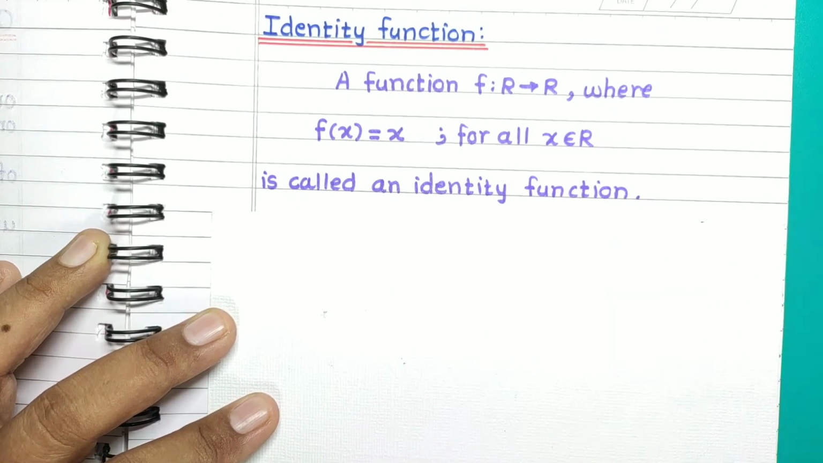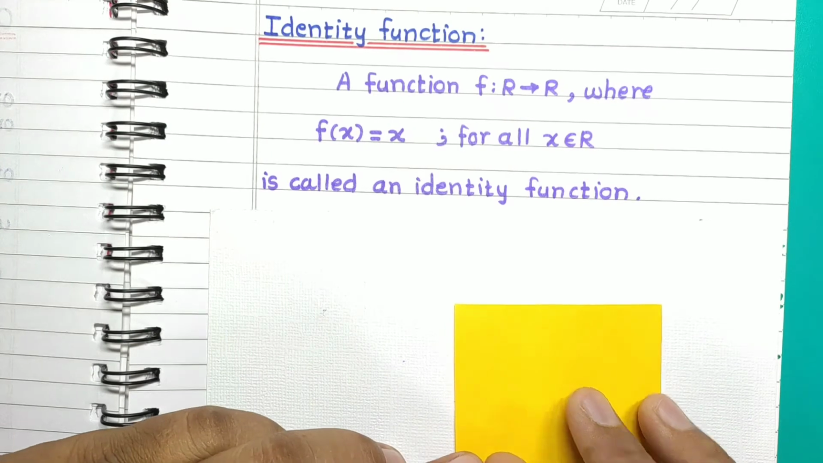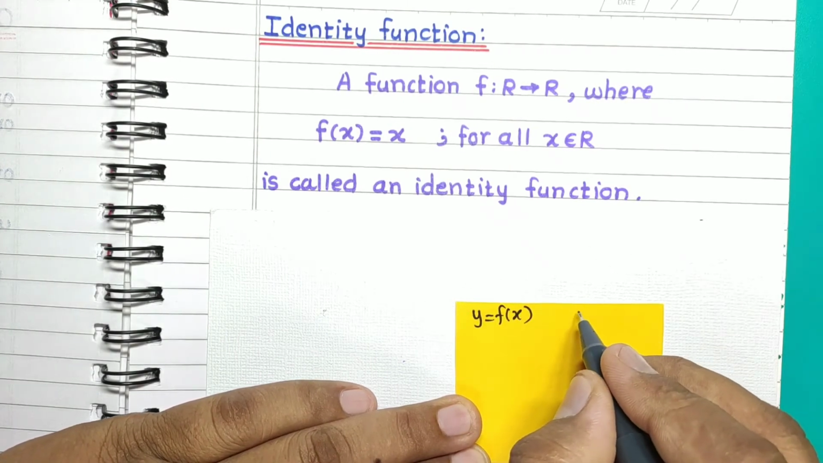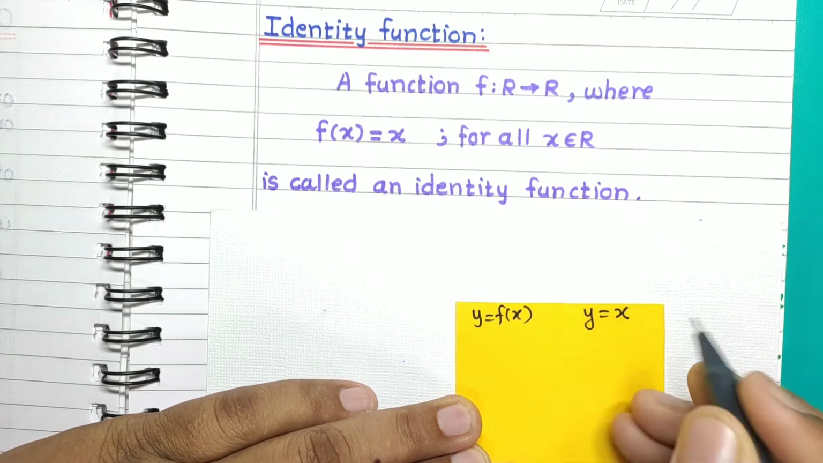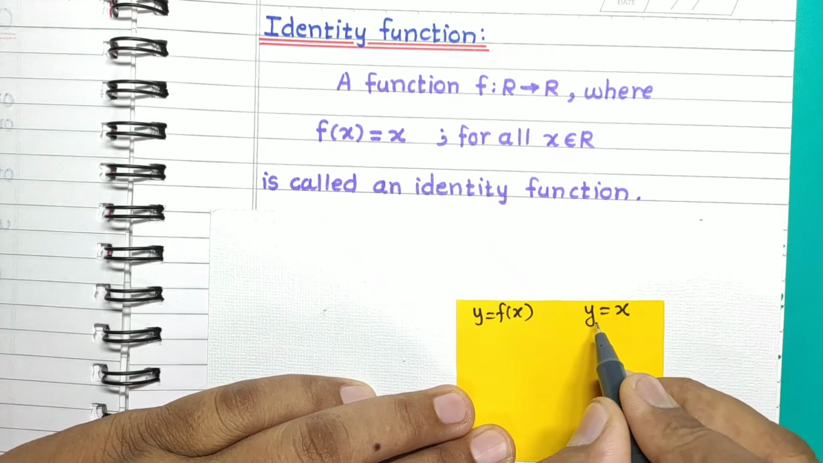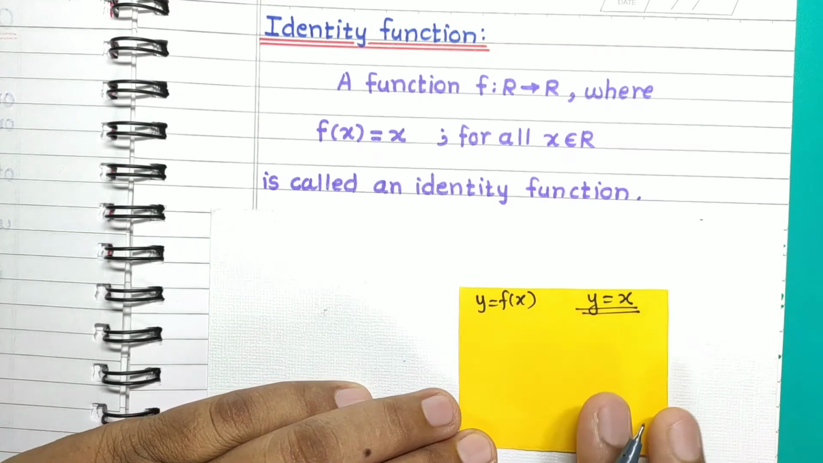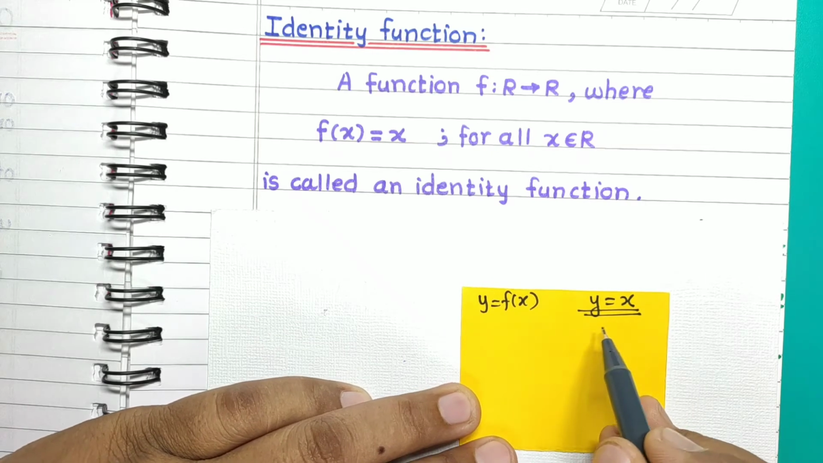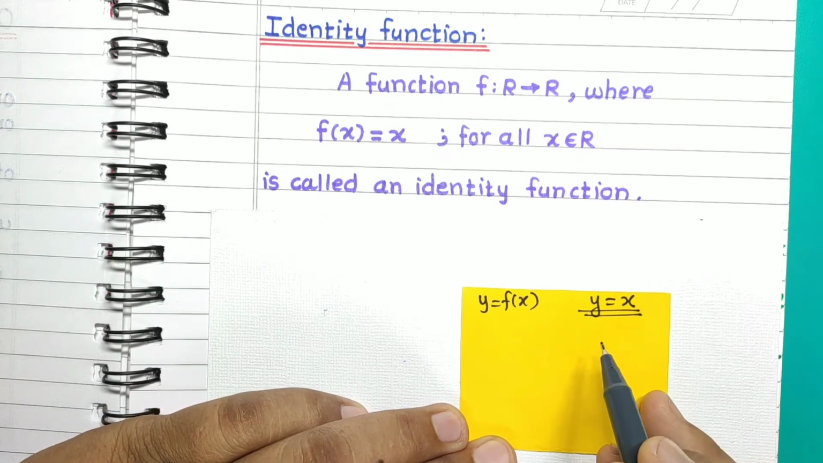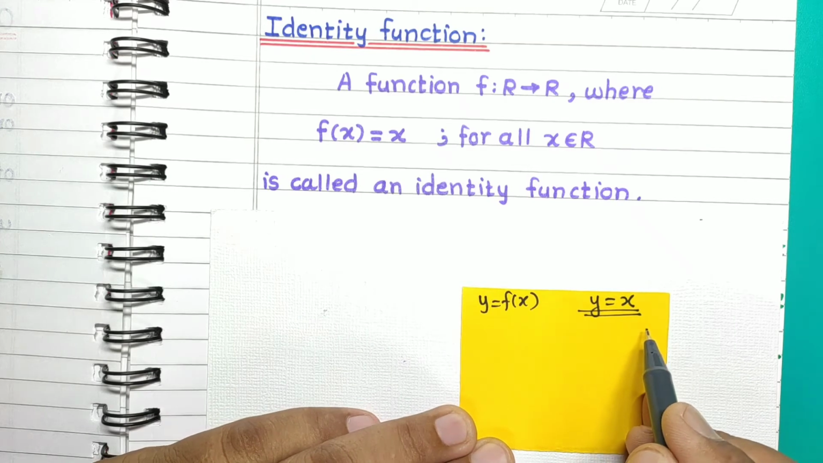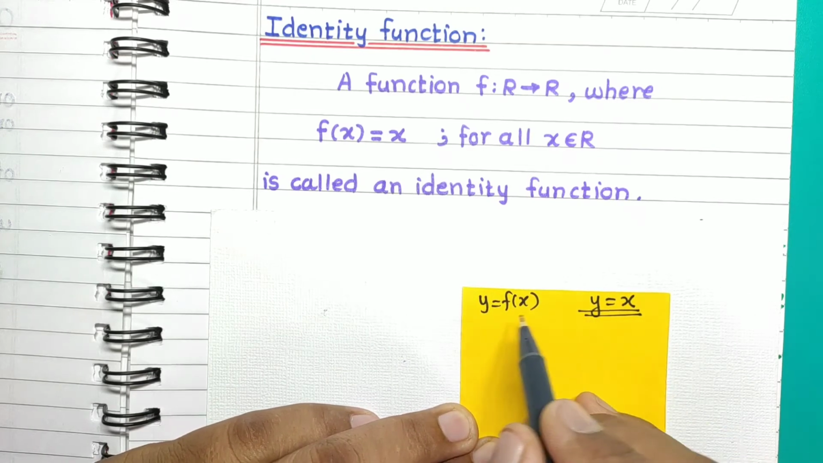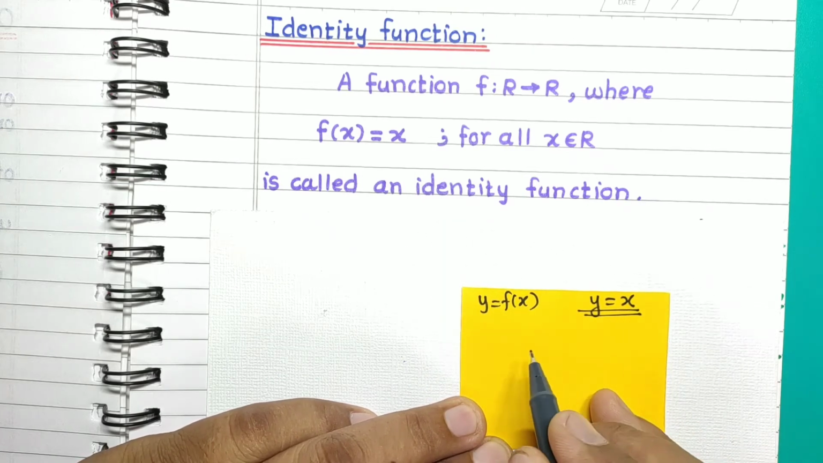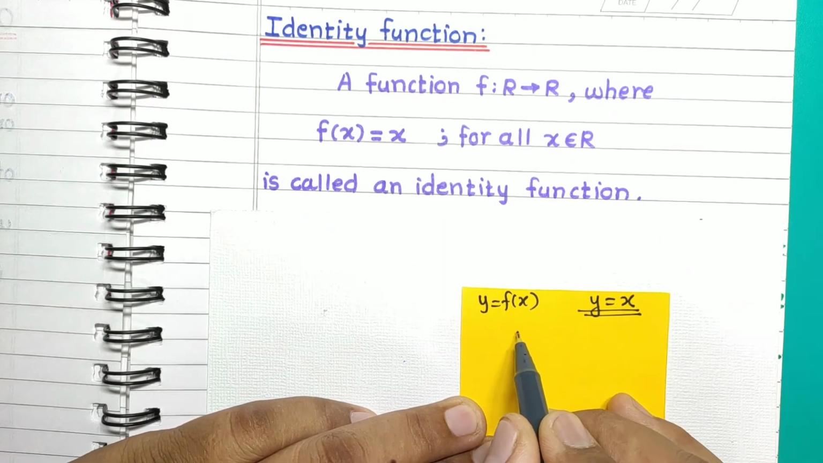Very simple concept. If we consider this function as y is equal to f of x, then it is like y is equal to x. And this is a familiar equation to us. y is equal to x is nothing but a line passing through the origin making an angle of 45 degrees with the positive x-axis.